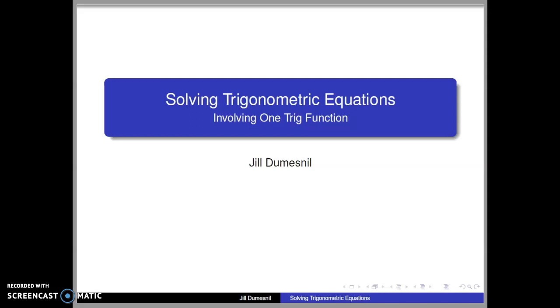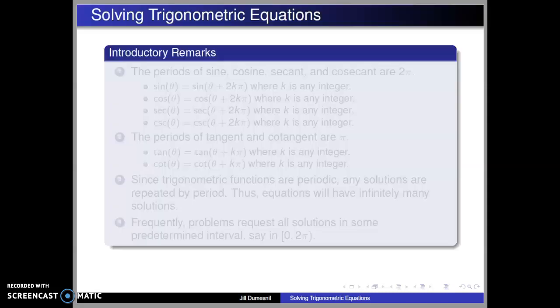In this video, we discuss solving trig equations that involve a single trig function. We begin with some reminders about the periodicity of trig functions and then consider 5 specific equations to solve as examples. Let's start with some introductory remarks about the periodicity of the trig functions.